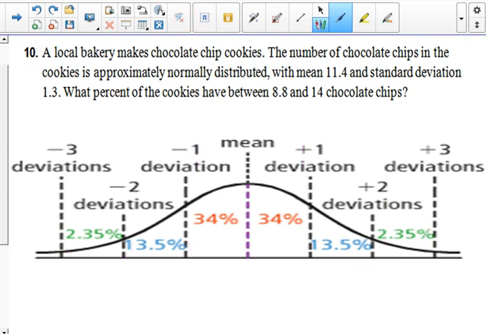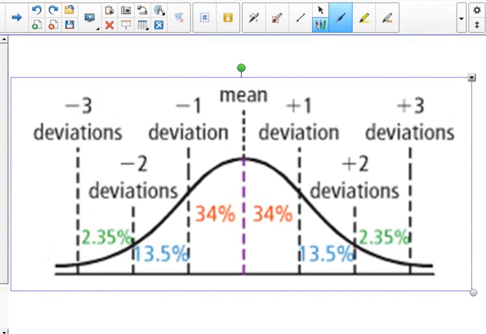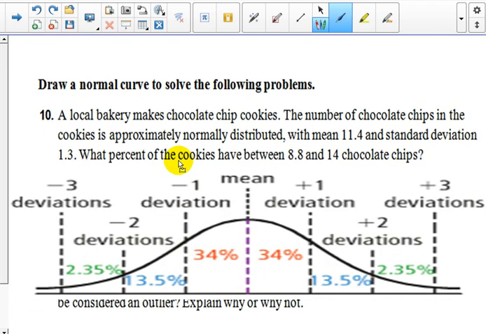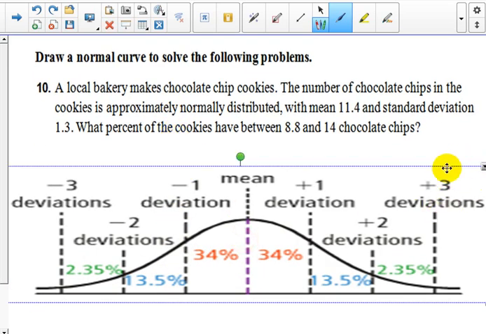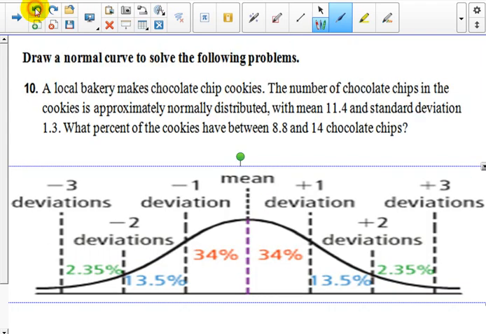So number 11, I covered up, I think. You'll turn these in tomorrow if you're leaving now. Don't do 12. Spend the rest of the class period, the next 3 minutes, on 11. Oh, I erased everything. It says the bakery described in exercise 10 sold 200 chocolate chip cookies. How many of the cookies had less than 8.8 chocolate chips? Oh, I hate that I erased it.